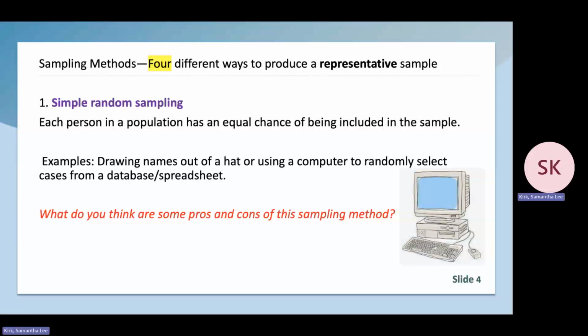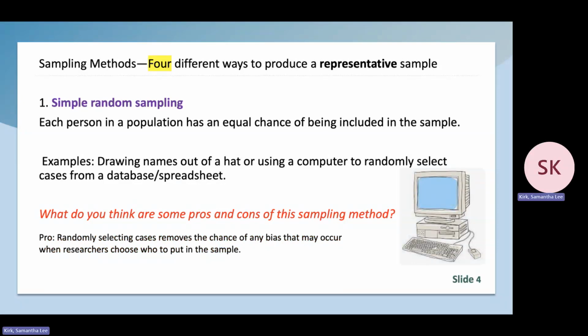What are some pros and cons of this method? So a pro would be randomly selecting cases removes the chance of any bias that may occur when researchers choose who to put in the sample. Everybody has their own personal biases, and they may not even be aware of them. And if we allow researchers to just go around and, on what they think is random, choose people to put in the sample, it may not end up being representative of the population.